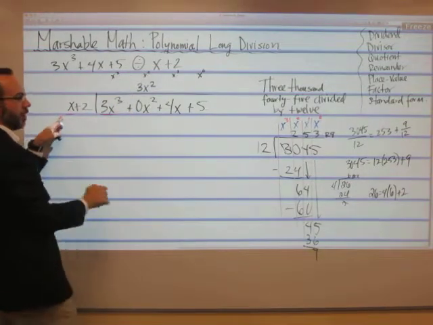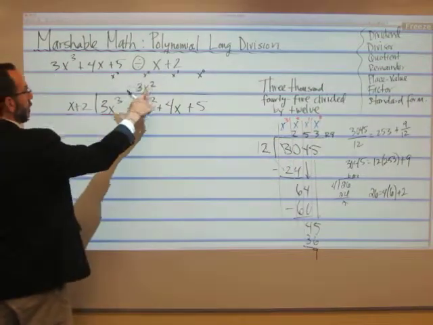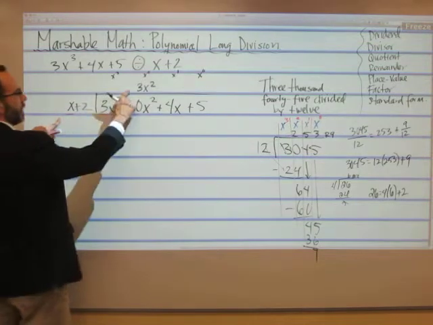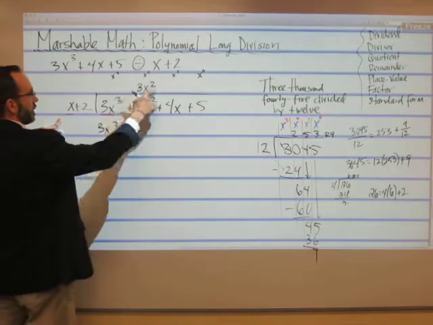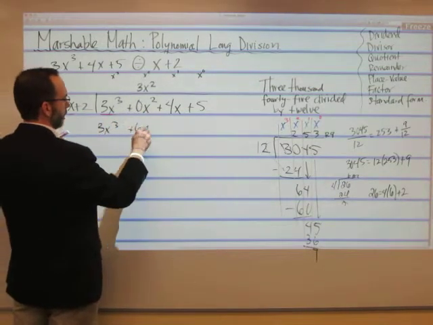Now, once you've got this far, you do the same thing here. 2 times the 12, subtract. 3x squared times now this binomial, whatever's here, your whole divisor, 3x squared times x. Oh, 3x cubed. 3x squared times positive 2. What's that? Plus 6x squared?